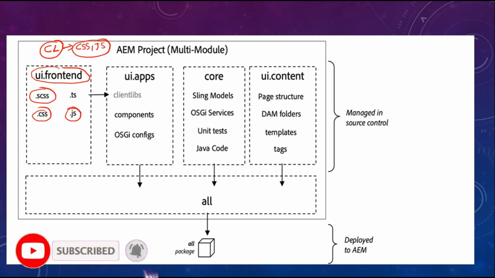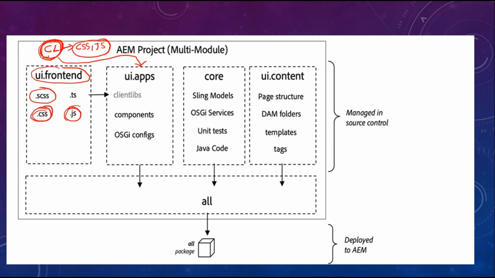But this client library is stored inside your apps folder. Inside our apps folder we store the client libraries. But why do we use this client library? What is the use? If you want to insert or perform the CSS and the JavaScript file, then we have to use this client library.